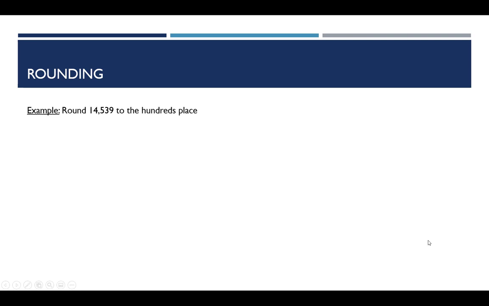Let's do another example. Let's round 14,539 to the hundreds place. Now, normally we don't use commas in numbers when we're writing in chemistry. You'll notice that your lab manual instead inserts a space in between them. I generally will do neither. I won't use a comma or put a space in. So I have 14539. Let's first identify the hundreds place, not the hundredths, the hundreds, and that would be the 5.